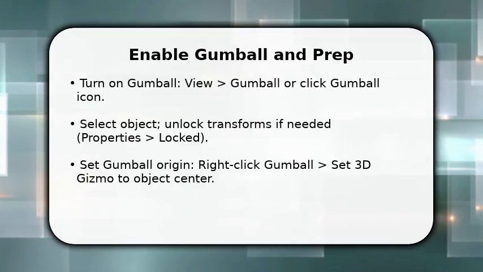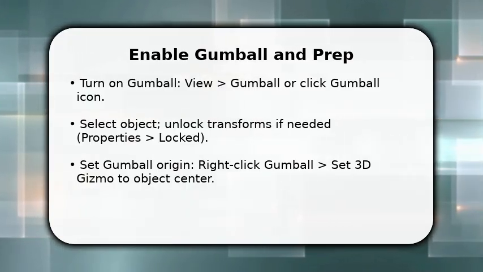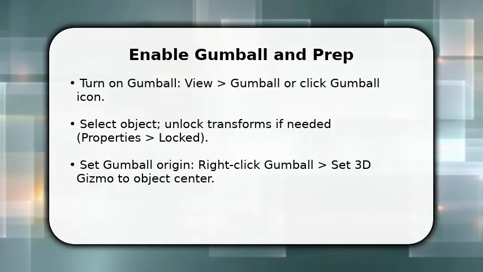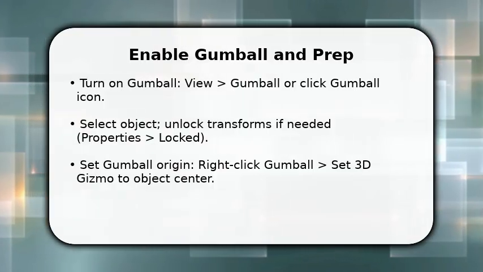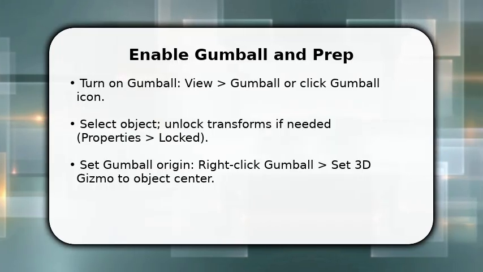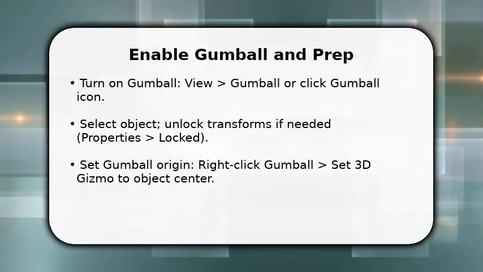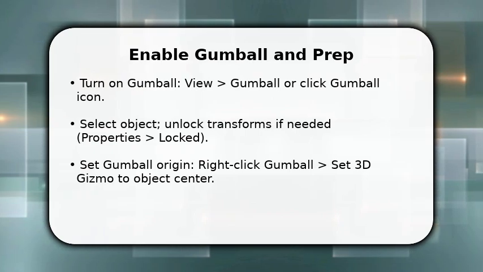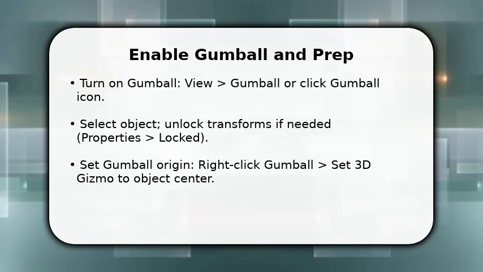Next, right-click the Gumball and choose a suitable origin like Object Center. This ensures predictable pivot behavior. Doing this now saves time later, because manipulations will use the intended reference point rather than an unexpected world origin.